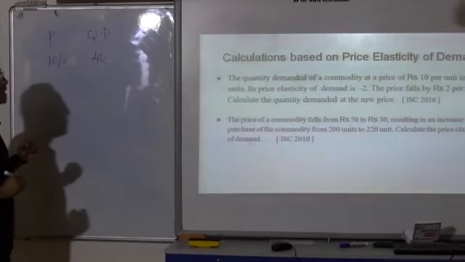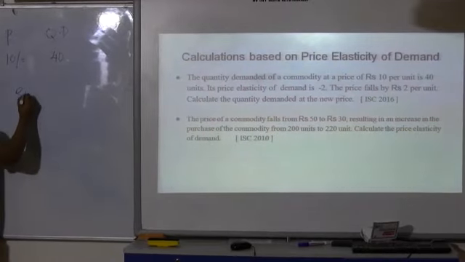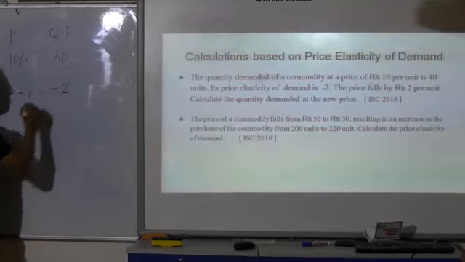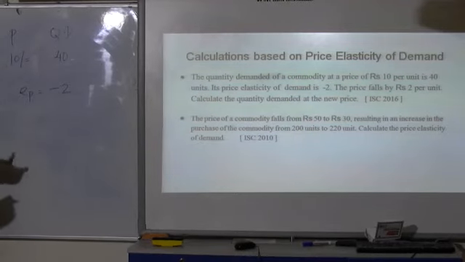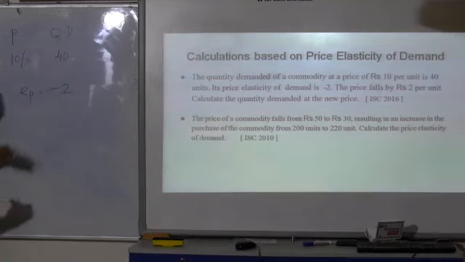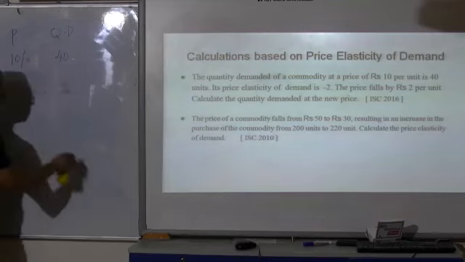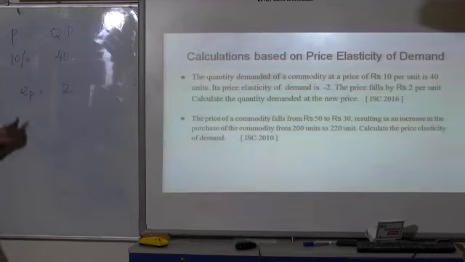Here, the price elasticity of demand is given to you as -2. EP is equal to -2. But as I told you, we will use absolute terms. We will not use the negative sign or positive. We'll just use absolute value. So forget about the minus sign, just write EP is equal to 2.